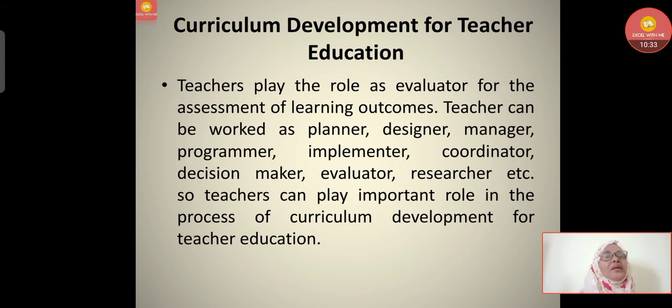Now, curriculum development for teacher education, let's understand. Teachers play the role of evaluator for the assessment of learning outcomes. A teacher can work as planner, designer, manager, programmer, implementer, coordinator, decision maker, evaluator, researcher, etc. So teachers can play an important role in the process of curriculum development for teacher education also. Just as teachers are important for the schools, even the teacher educators are important for the teacher training institutions.